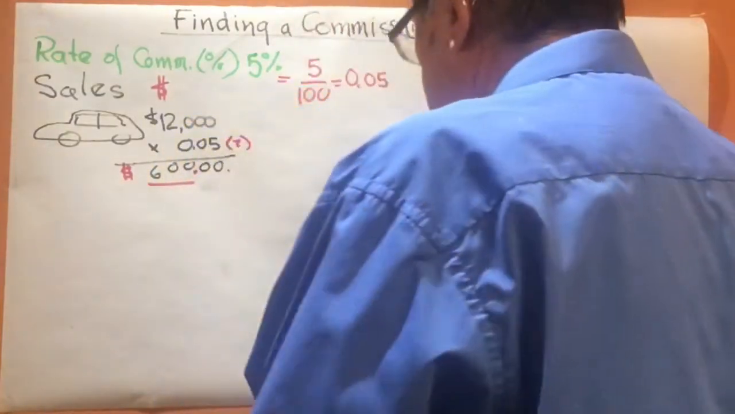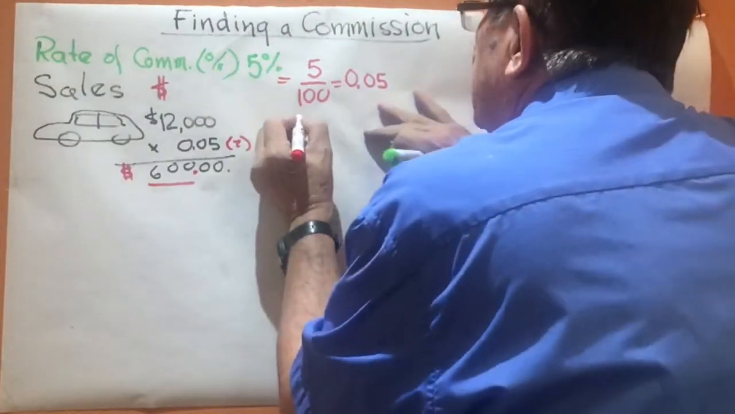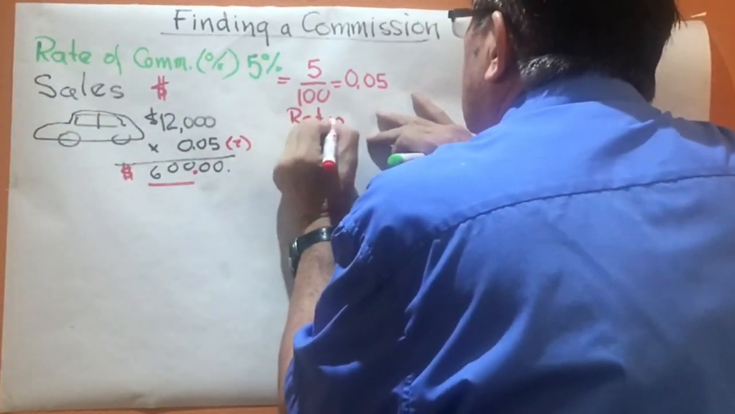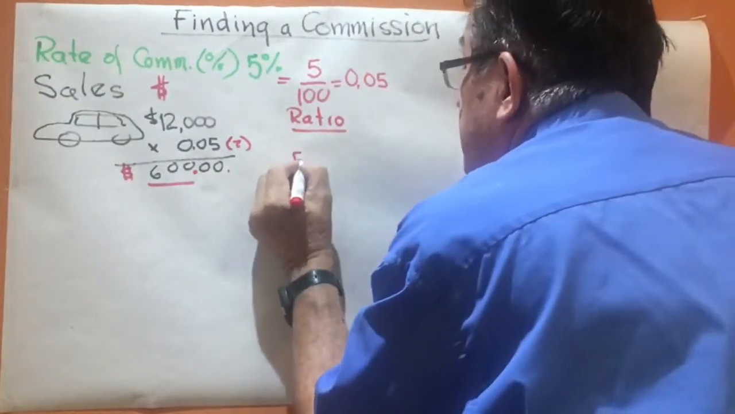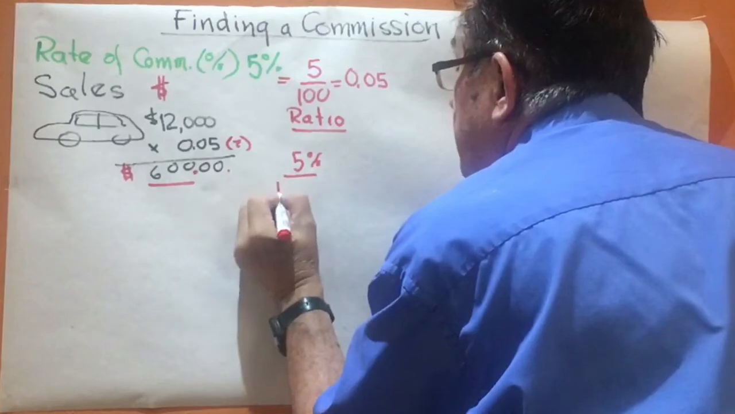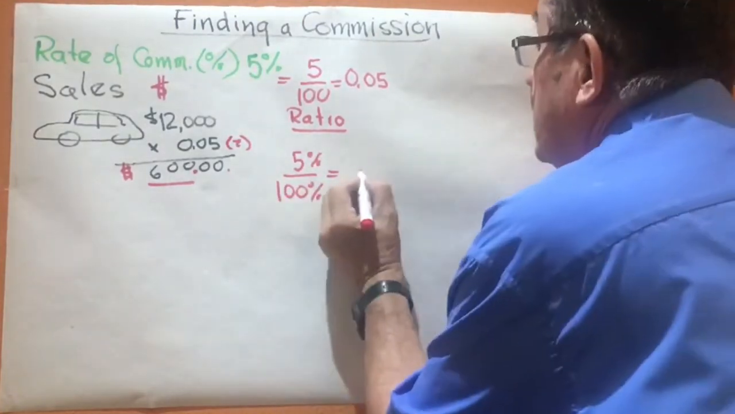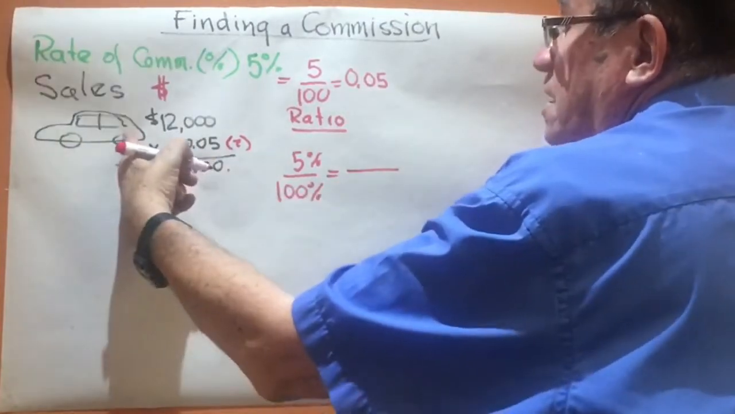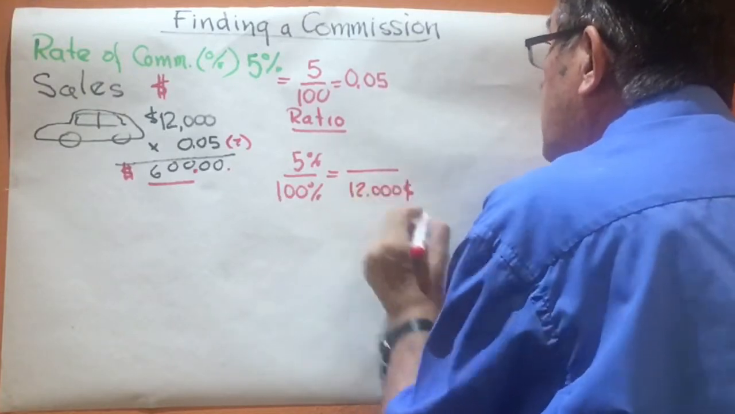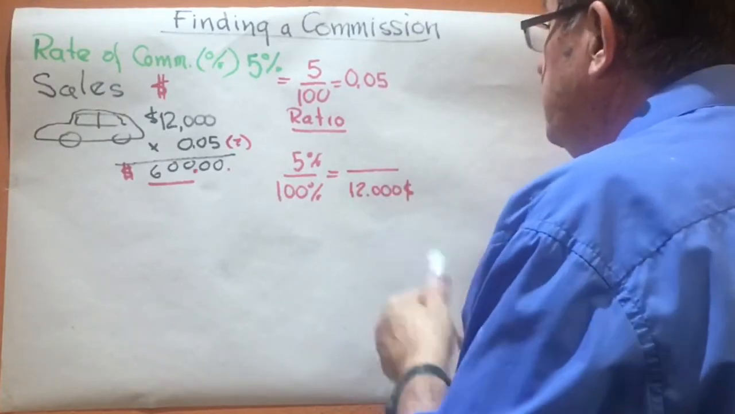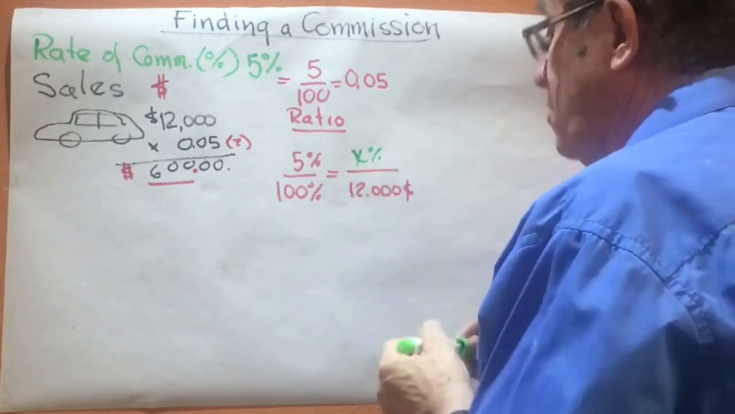Well, this is the decimal method. Now let's see the ratio method. In the ratio method, what we do is this. We say that I made 5% of the sales, and the car sold was worth $12,000. How much is going to be my commission? That's my unknown.